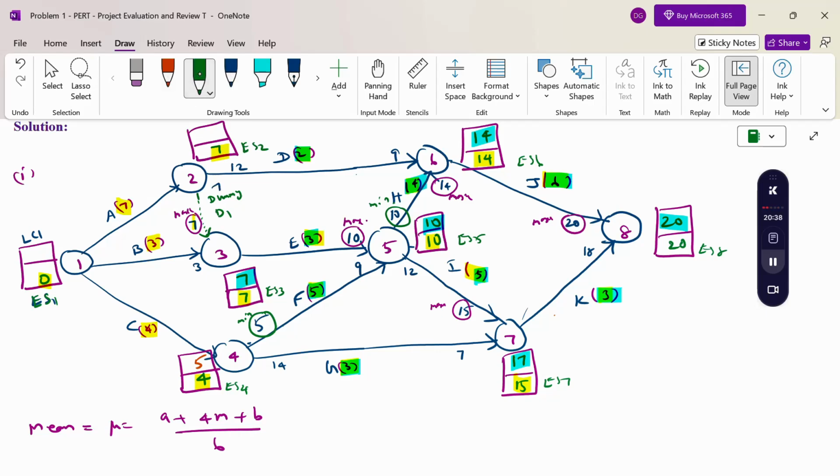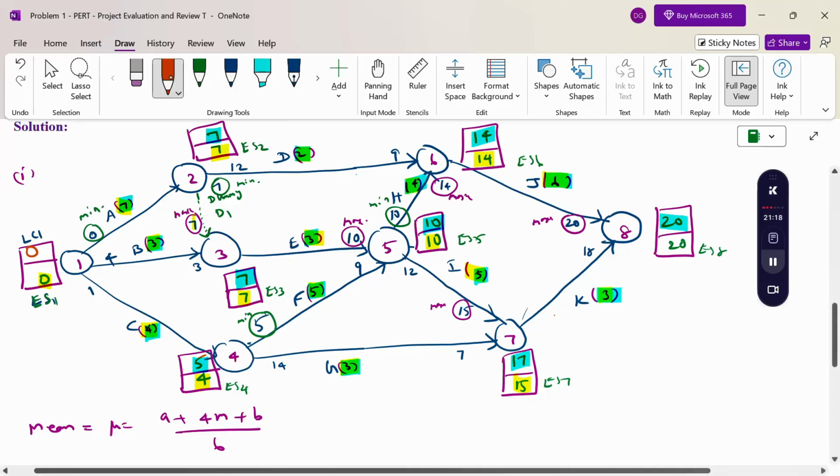The minimum is 7, therefore this is a 7. And finally 1, so 1 to 2, 1 to 3, 1 to 4. In this line, 7 minus 7 is 0, and 7 minus 3 is 4, and 5 minus 4 is 1. Now the minimum value is 0, therefore this is a 0.